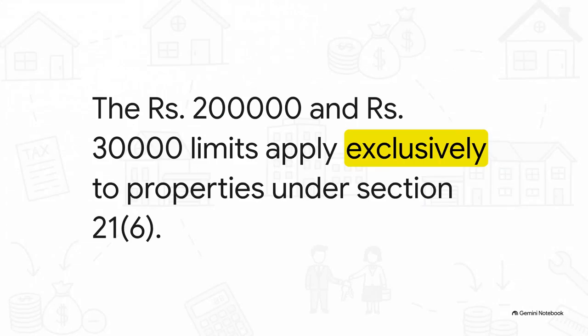As a vital final takeaway to avoid careless errors, you have to always remember the distinction between let-out properties and specified self-occupied properties. The 2 lakh and 30,000 monetary ceilings we discussed under Section 22(2) apply exclusively to properties of the nature referred to in Section 21(6), which are generally your self-occupied ones. If you have a let-out commercial property or a rented residential apartment, the interest on borrowed capital under Section 22(1)(b) and (c) is fully deductible without these specific statutory ceilings getting in the way.